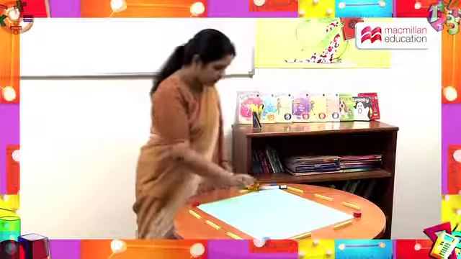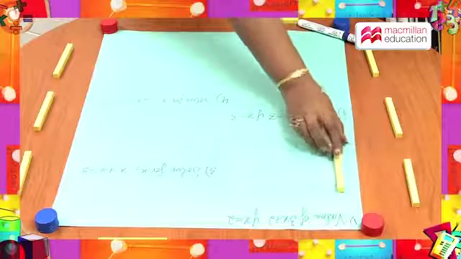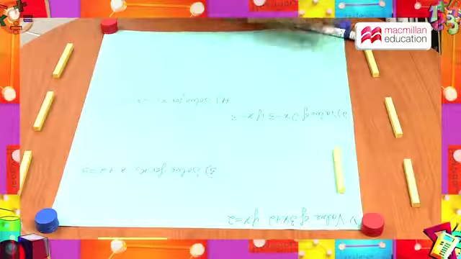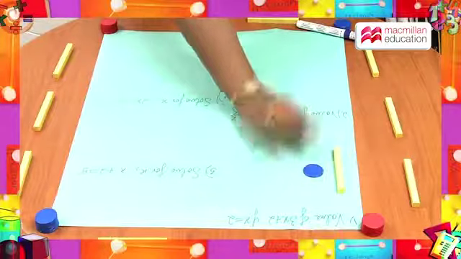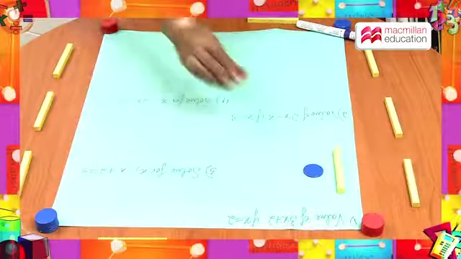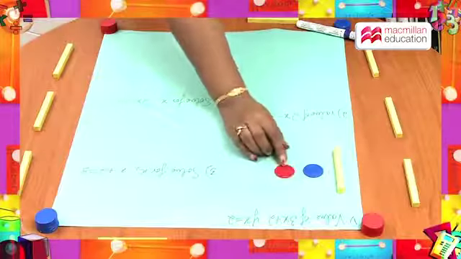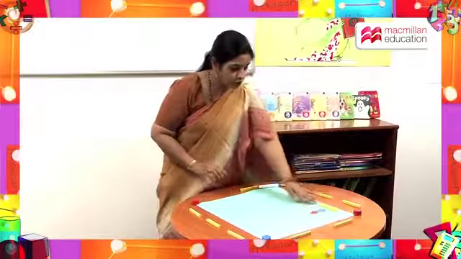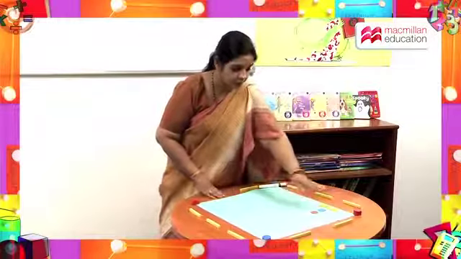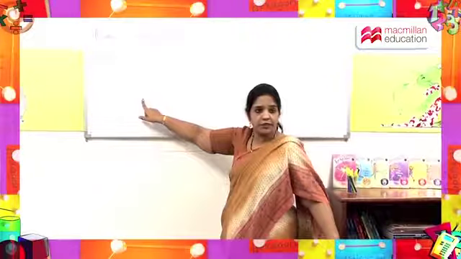We have these tiles here which are to represent x. This blue counter will represent +1 and this red counter will represent -1. Using these three, we are going to find values of different expressions and solve certain equations.